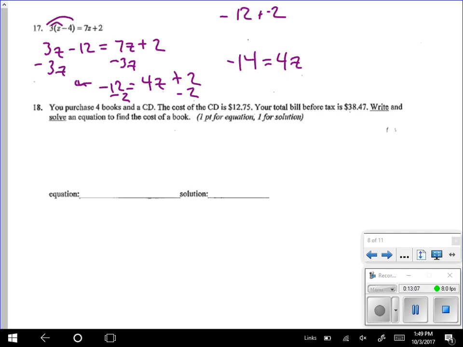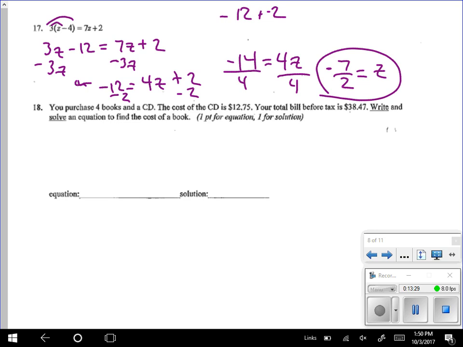Divide by 4. So now it's just a fraction. I can leave it as an improper, negative 7/2 or 3 1/2, negative 3 1/2. Either one would work.